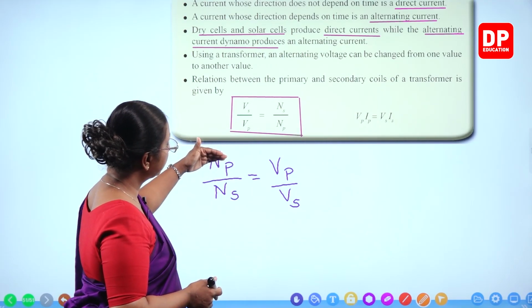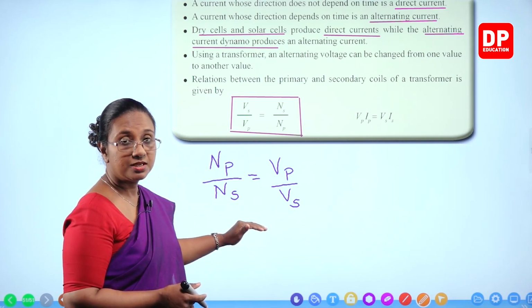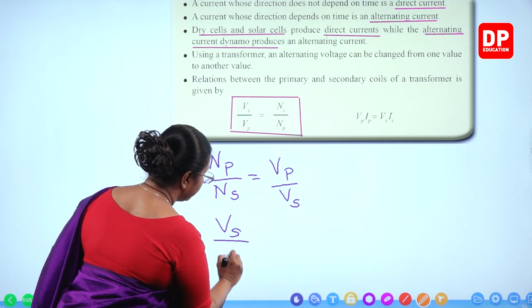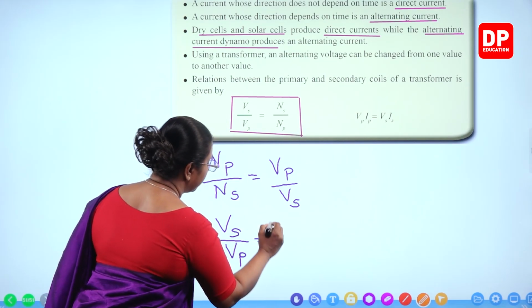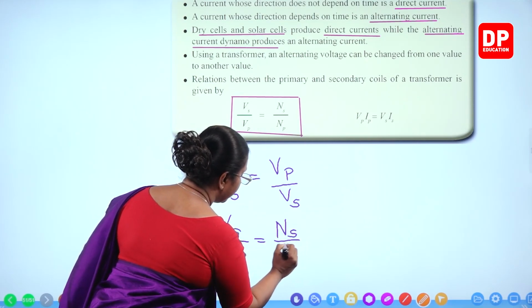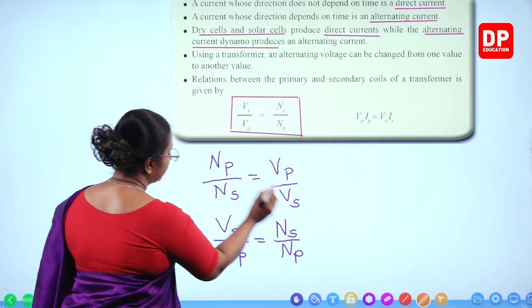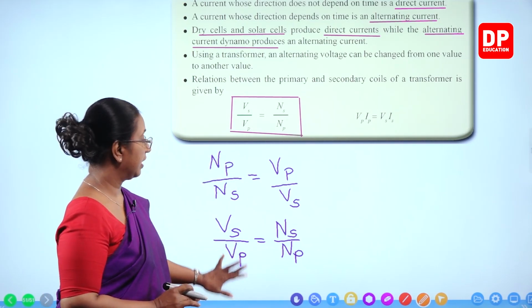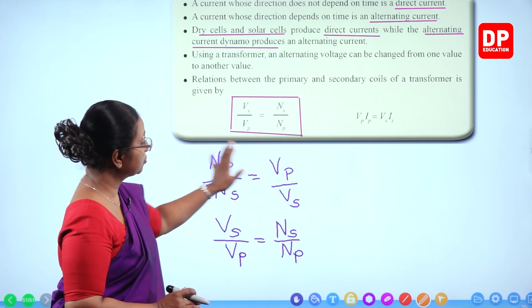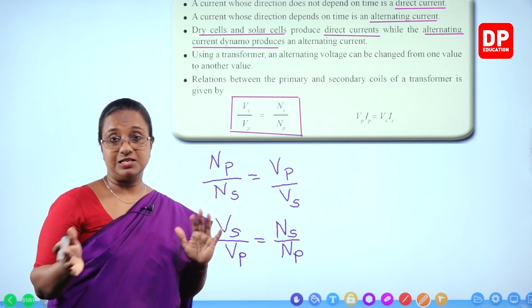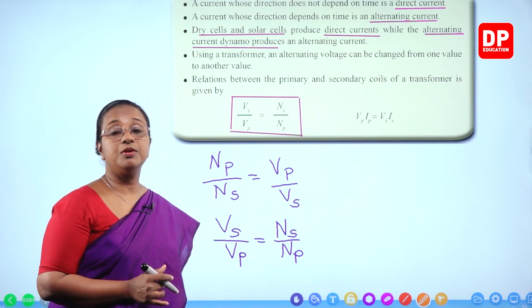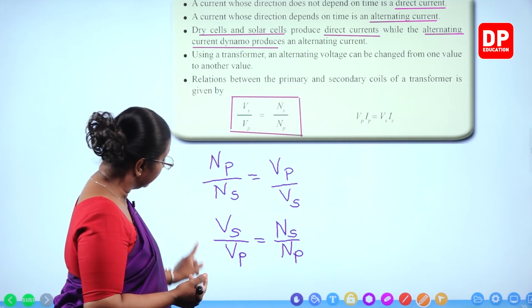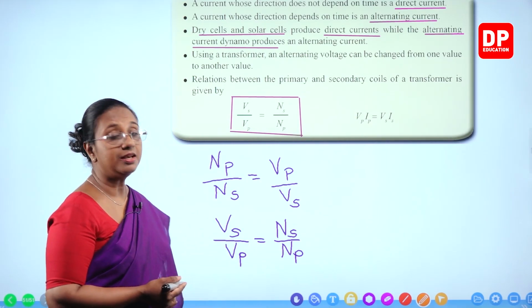So here we have primary up and secondary below it. Here we have V secondary divided by V primary giving rise to N secondary divided by N primary. So you rearrange the equation to get this one. So both are okay. When I did the calculation also, I used this equation and rearranged it to get the voltage of the secondary coil. Here you can substitute and you can find the voltage difference.